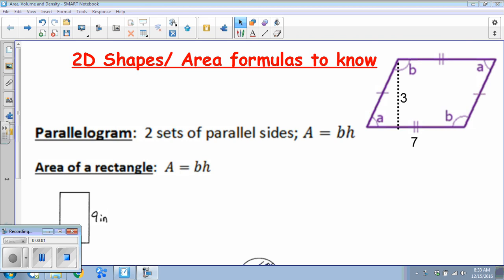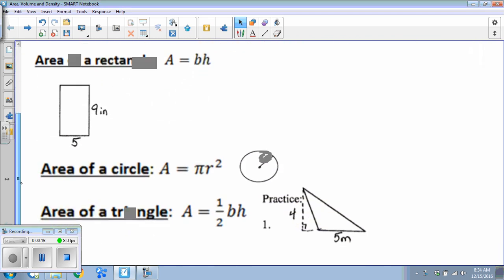Basic shapes: rectangle, circle, triangle. A parallelogram is the same thing as a rectangle as far as area goes. It's just a tilted over rectangle, so it's still just length times width or base times height, same thing. So the area of a rectangle is base times height.